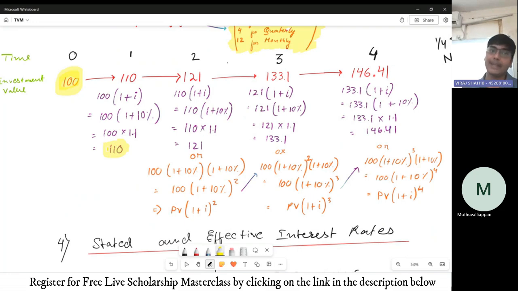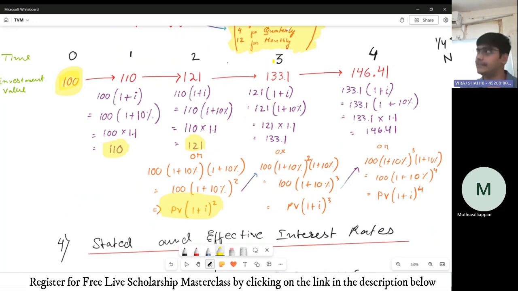So now this becomes my invested amount for period 2. So 110 again earns an interest of 10%. It becomes 121. Can I write this directly? 100 into 1 plus 10% into 1 plus 10%, as this, right? Now this becomes your investment for period 3.